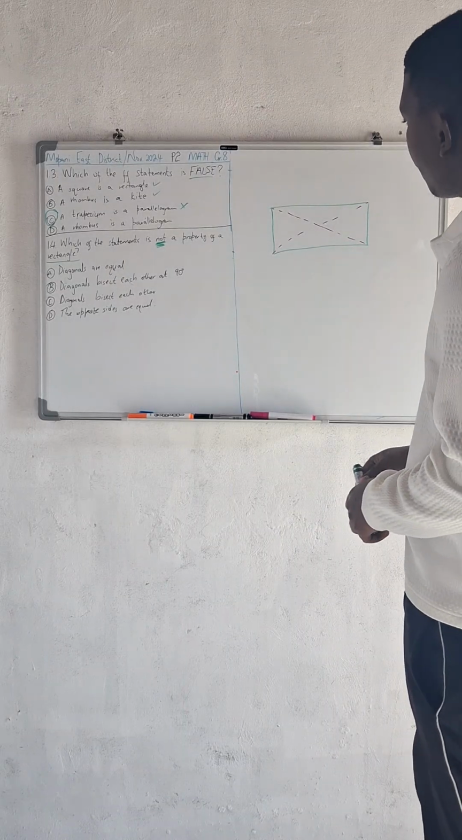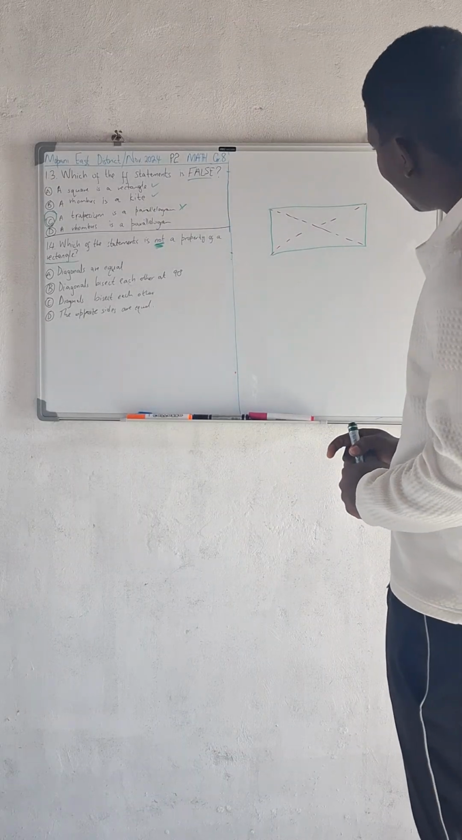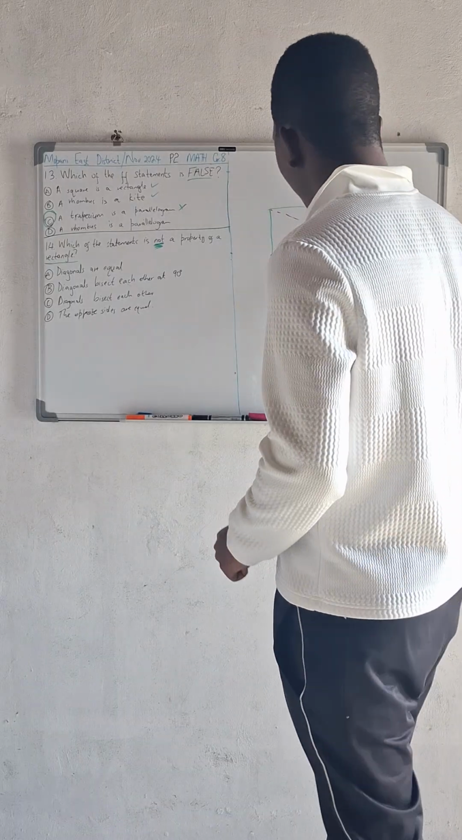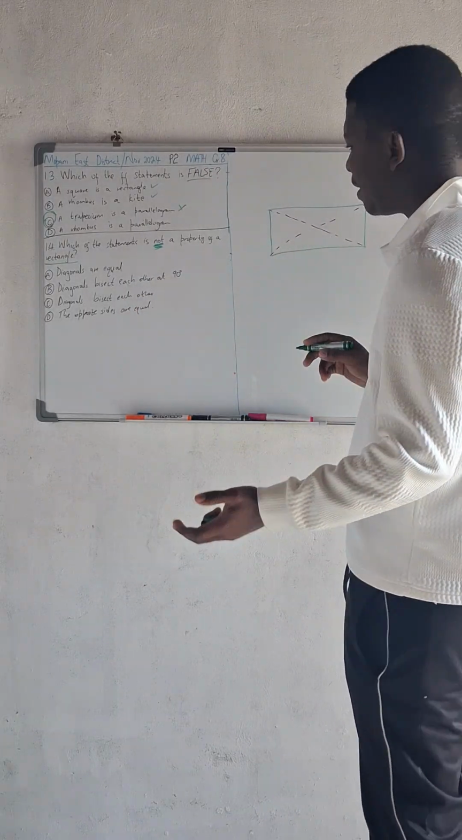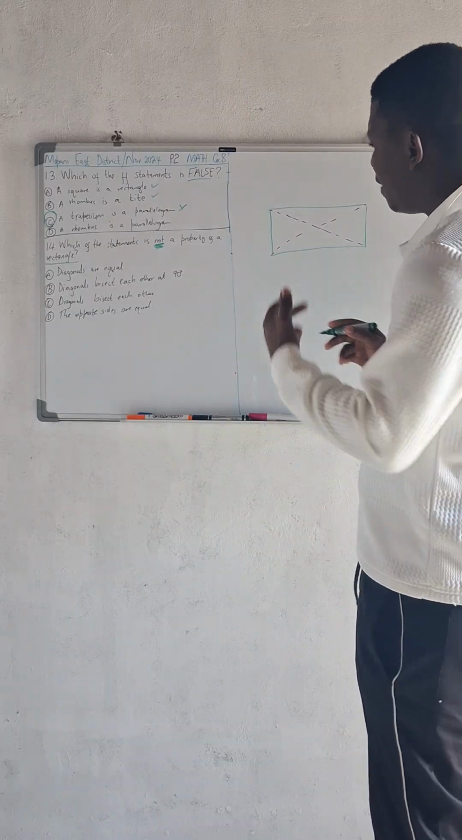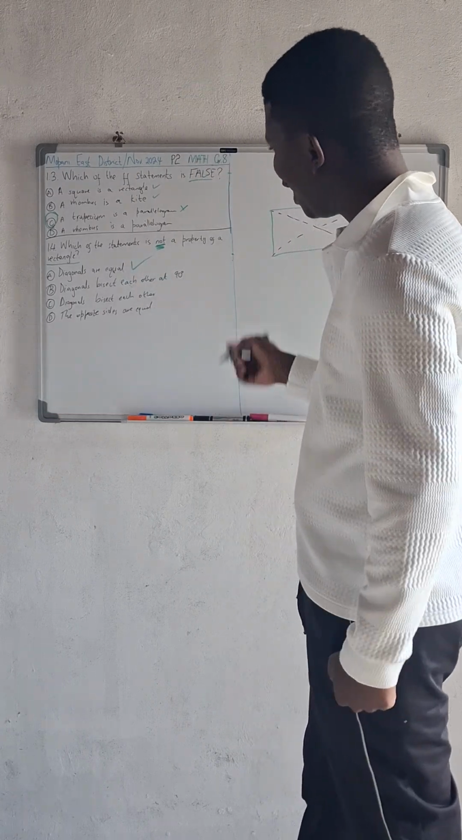Now, these diagonals, yes, they are equal. That is what I need you to know. They are equal. You can measure them, you can test: try a 3 by 6 rectangle, draw diagonals and see if they're equal. Yes, they are equal. You need to know that they are equal.